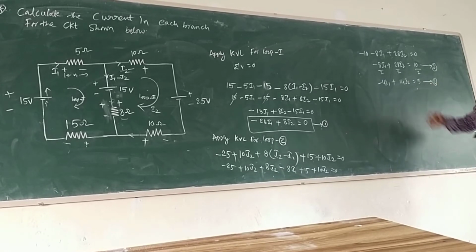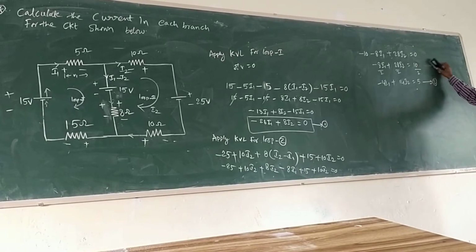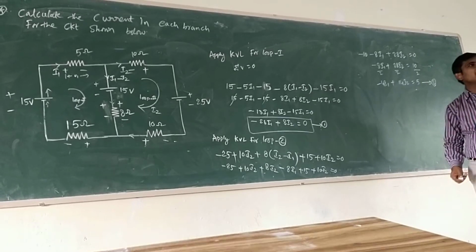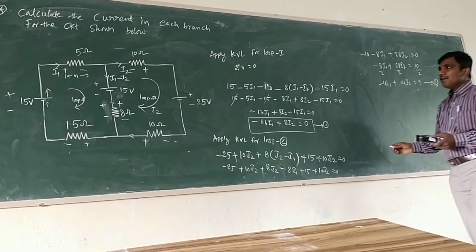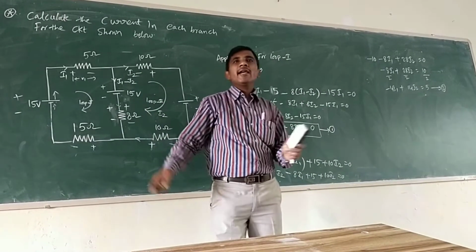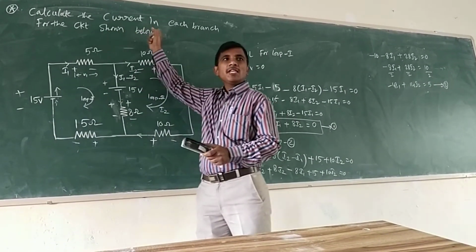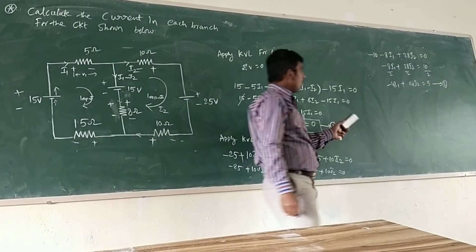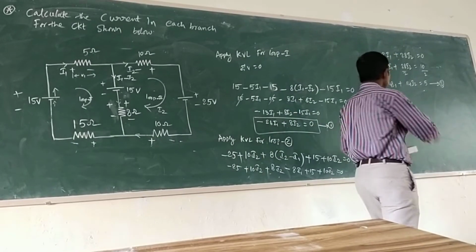We have to notice that there is a 10. Which side is the 10? I1 and I2 and I1 minus I2, all the values we will get, because it said calculate the current through each branch. Okay. Now write the equations in matrix form.